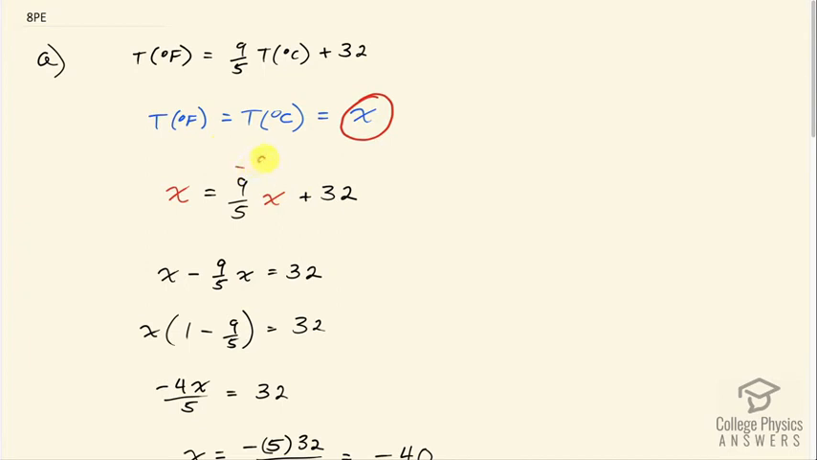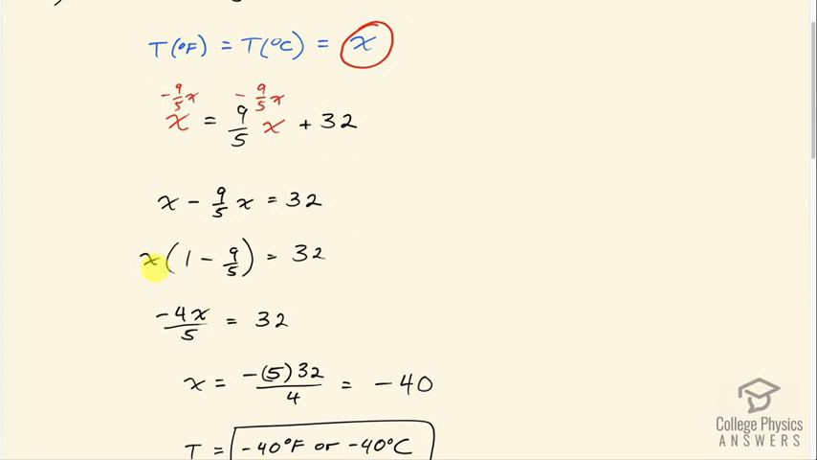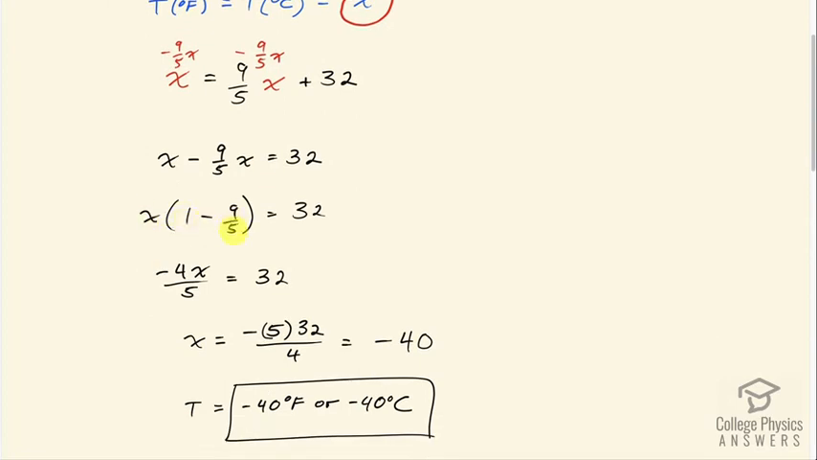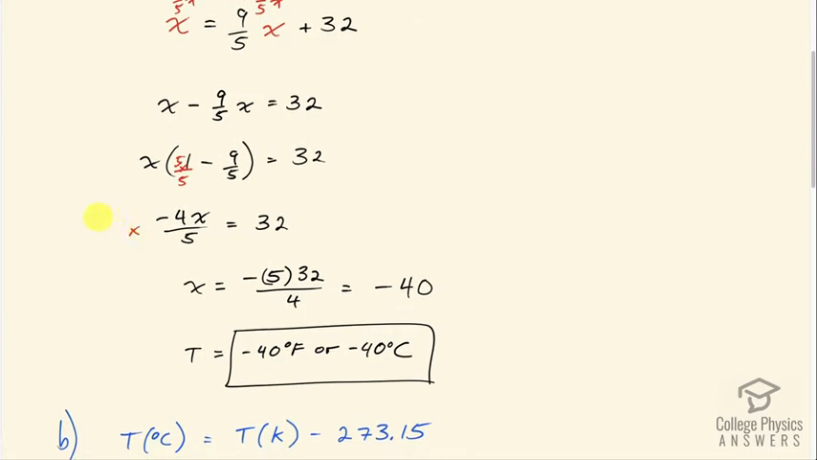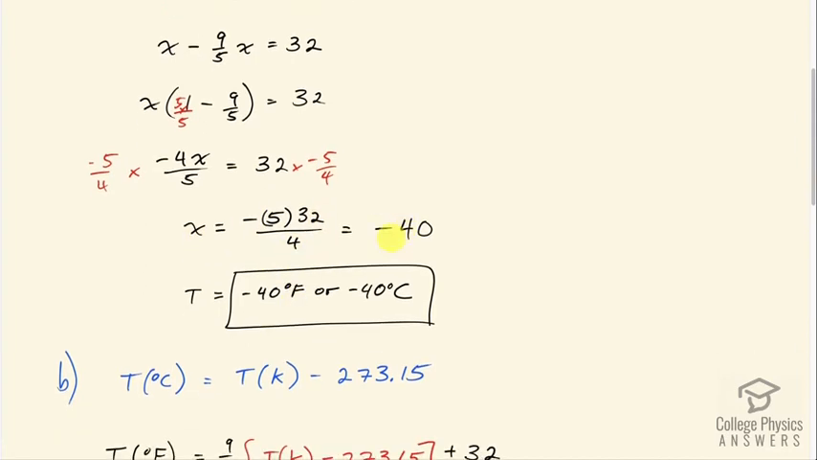So we'll subtract 9 over 5x from both sides. And we end up with x minus 9 over 5x equals 32. Factor out the common factor x, and we have x times bracket 1 minus 9 over 5 equals 32. And 1 minus 9 over 5 is negative 4 over 5, because this 1 can be multiplied by 5 over 5 to get a common denominator. So 5 minus 9 is negative 4, all written over 5. And then multiply both sides by negative 5 over 4. And we get x is negative 5 times 32 over 4, which is negative 40.